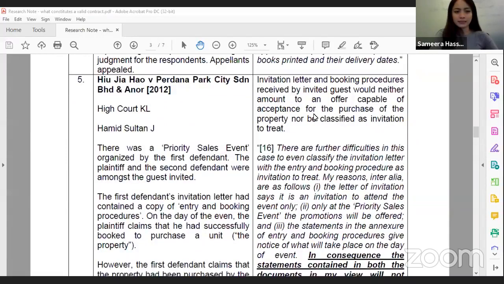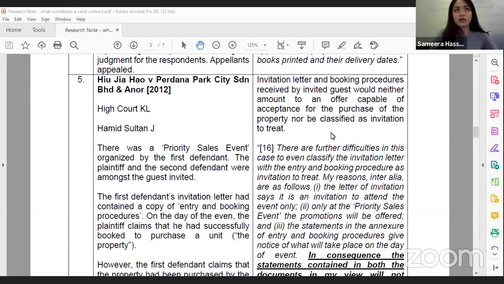Okay, the next case is Hugh Jia Hao and Perdana Park City Sdn Bhd and another. Invitation letter and booking procedures received by invited guests would neither amount to an offer capable of acceptance for the purchase of the property nor be classified as invitation to treat. Right. Okay. An invitation to treat is very different from an offer. This is where an offer and invitation to treat can be distinguished.